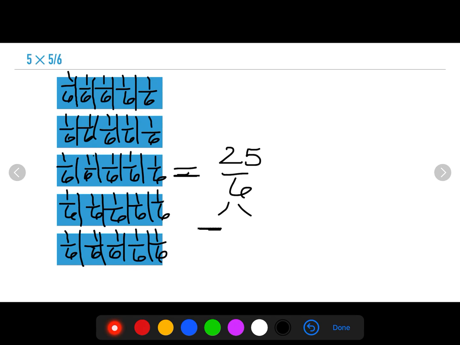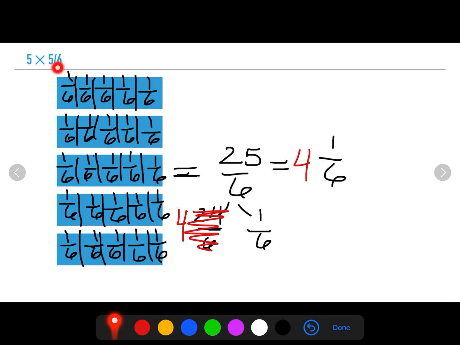I have to decompose my improper fraction to make it a mixed number. How many wholes can I pull out of 25 sixths? Awesome job, I can pull out 4 wholes, or 24 sixths, because 6 times 4 equals 24. How many sixths do I then have left over? That's right, I have 1 sixth left over. So I can rename 24 sixths as 4 wholes and 1 sixth. So 25 sixths equals 4 wholes and 1 sixth. 5 times 5 sixths equals 4 wholes and 1 sixth.